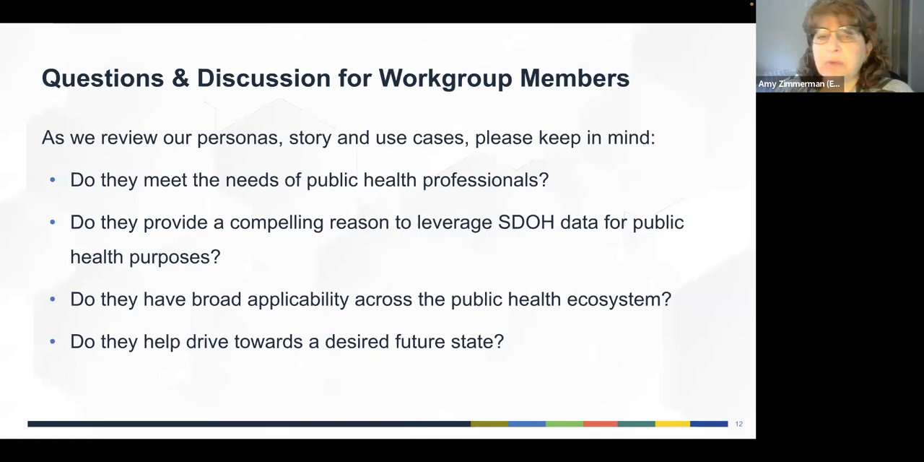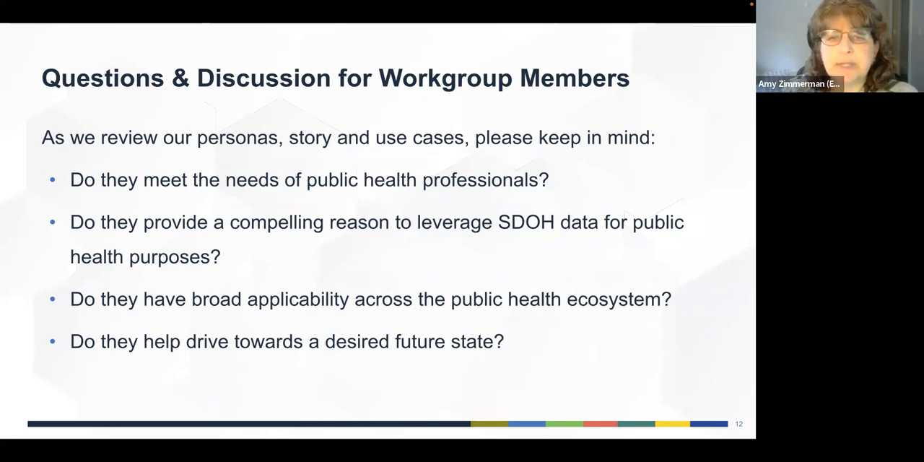So what I wanted to do, before we get into the conversation again a little bit, is review just the questions to keep in mind as we're going through the feedback that we received from all of you related to the persona and the personas and the stories, and also consider these questions as we are going through the use case components that Sheetha will go through, and she'll come back to them.